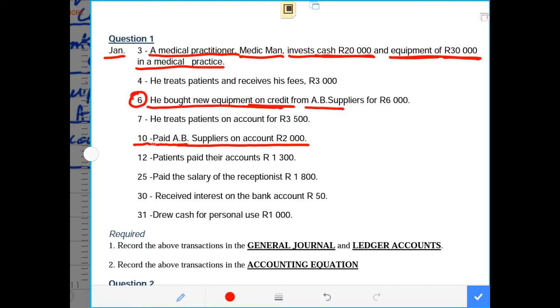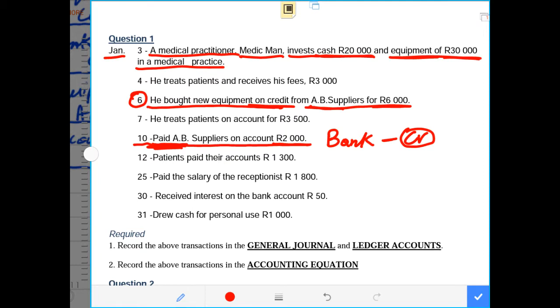So now when we make a payment, we are paying AB supplier for the equipment that we bought, which was valued at 6,000 rands, but we're only paying 2,000 rands. And whenever it says paid, that means the money went out. Therefore now bank will decrease because money is going out of the business. Bank will decrease, and we know that bank decreased on the credit side. So now it means we have to record our bank on the credit side.